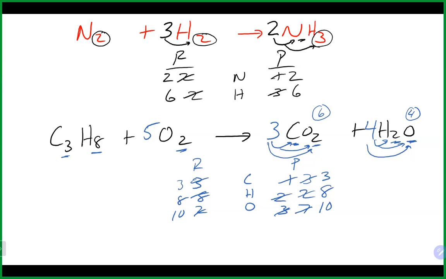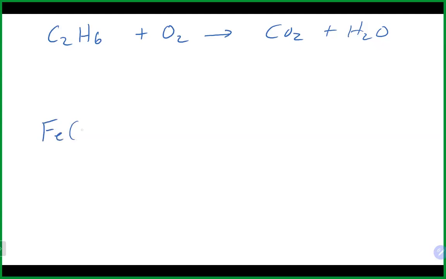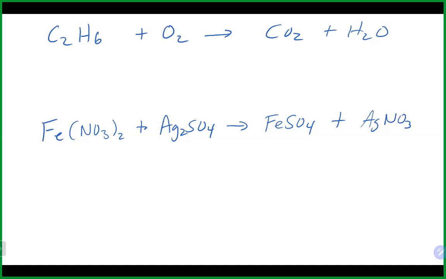Okay, let's try just a couple more here. Let's try one that looks similar. Let's try C2H6 plus O2 gives CO2 plus water. And let's try this one here: Fe, let's do FeSO4 plus a little silver nitrate. There we go. All right. Balance those guys up, see what you come up with.